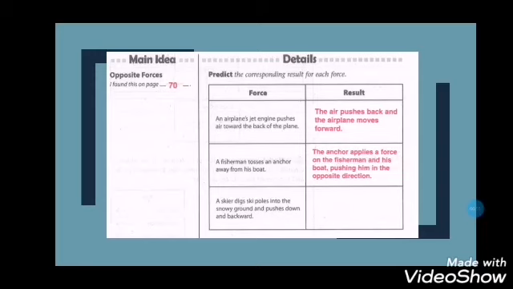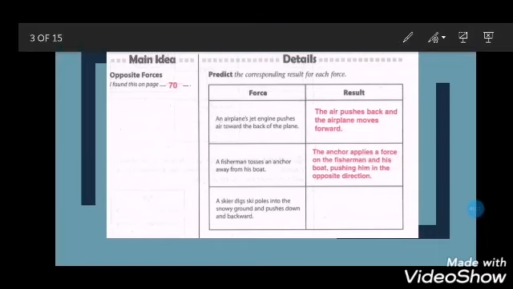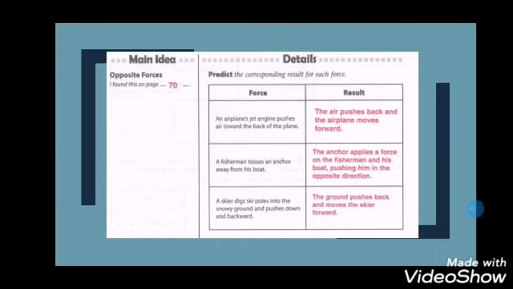The third one. A skier digs ski poles into the snowy ground and pushes down and backward. The ground pushes back and moves the skier forward. So these are the forces and the results, the actions and the reactions. The second exercise.